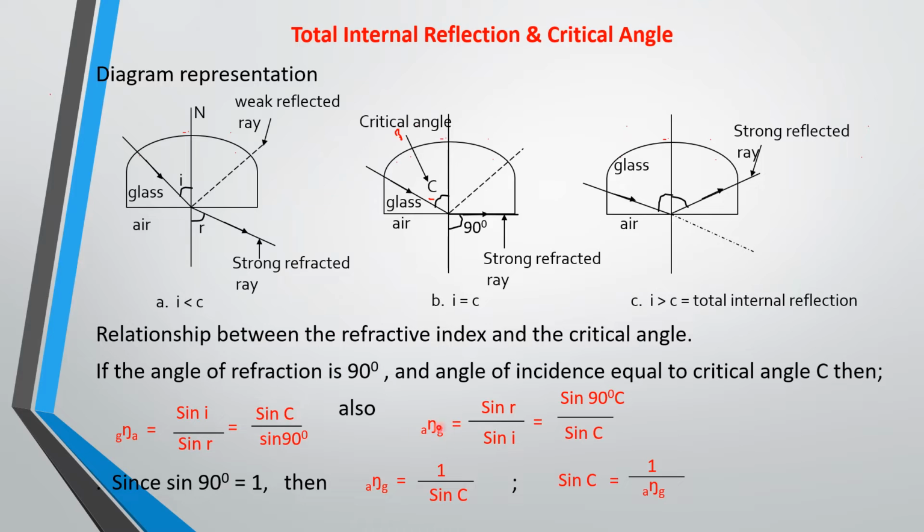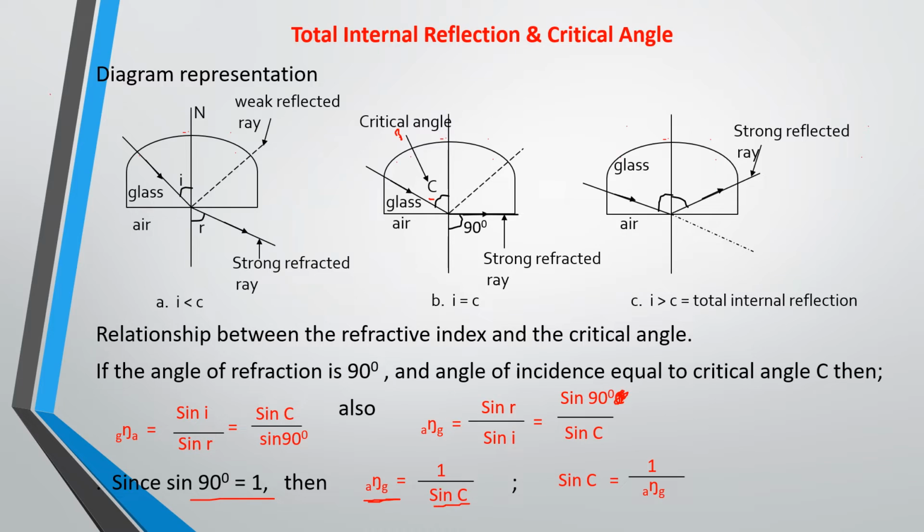Okay, so this is from glass to air. Also, from air to glass, we have sine r all over sine i, the sine of the refracted over the sine of the incident ray. That is from glass to air in this particular setting. So this gives you the refractive index as sine 90 degrees all over sine C. Okay, so since sine 90 degrees is equal to 1, it means that the refractive index for a glass-air medium is 1 all over sine C.